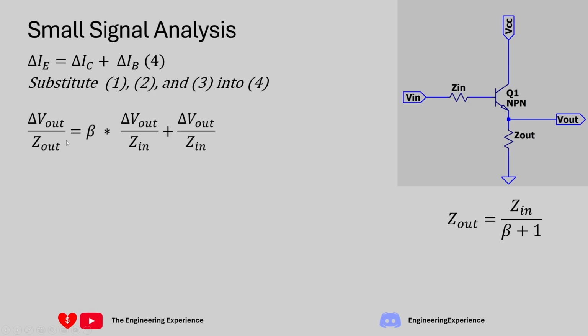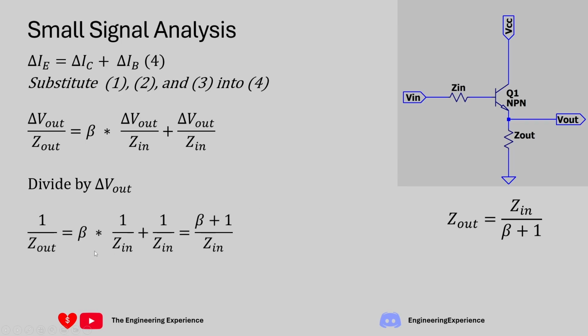So now if we substitute those equations into this equation number 4 that I've denoted here, so delta V out divided by Z out is equal to beta times delta V out divided by Zin plus delta V out divided by Zin. Now if we divide both sides of the equation by delta V out, we end up with this equation over here. So 1 over Z out, and both of these also go to 1. And if we simplify this out, we get beta plus 1 divided by Zin on this side, and we get 1 over Z out on this side.